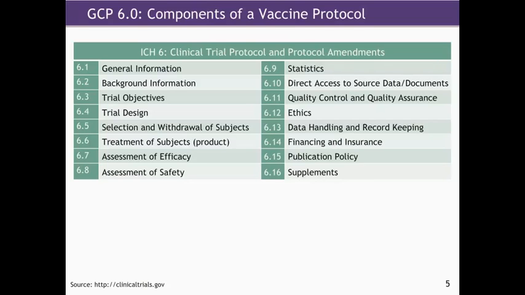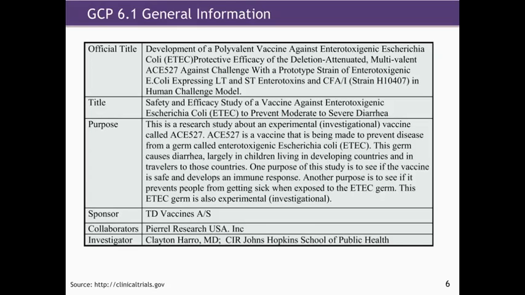All trials that are conducted in some way through the U.S., either through review or with U.S. investigators, have to be registered on clinicaltrials.gov, and there's a lot of information out there you can find. Section 6.1 of GCP outlines the general information that should be included in a protocol. Now here's an example of that information using a trial I found on clinicaltrials.gov, and it starts with the title. There's an official detailed title that will give a lot of the specific technical names, and a summary or shorthand title. The purpose of the trial provided in this example was to evaluate an experimental vaccine to prevent diarrhea.